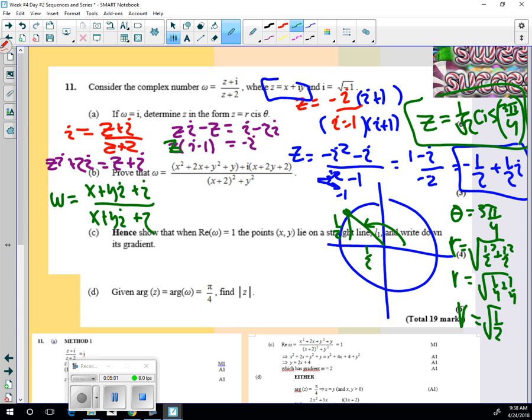Now, what is going on to get all this junk? I'm going to rewrite this as x plus (y plus 1) times i, over x plus 2 plus yi. I'm just going to rewrite that a little bit. How do you think we'd ever get to something like that?